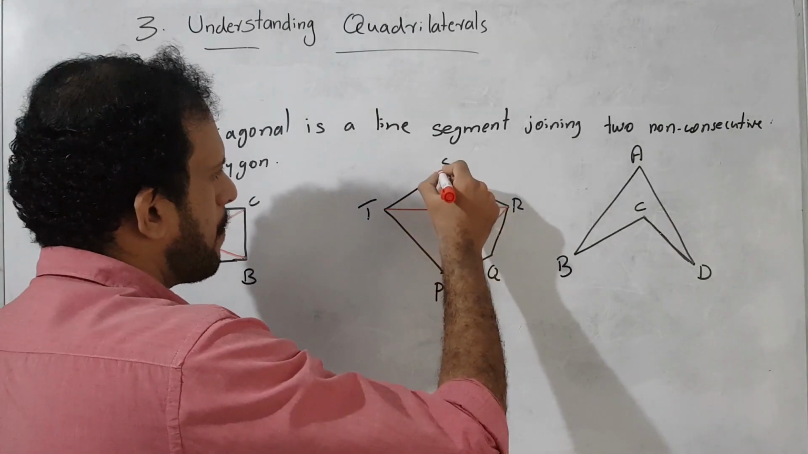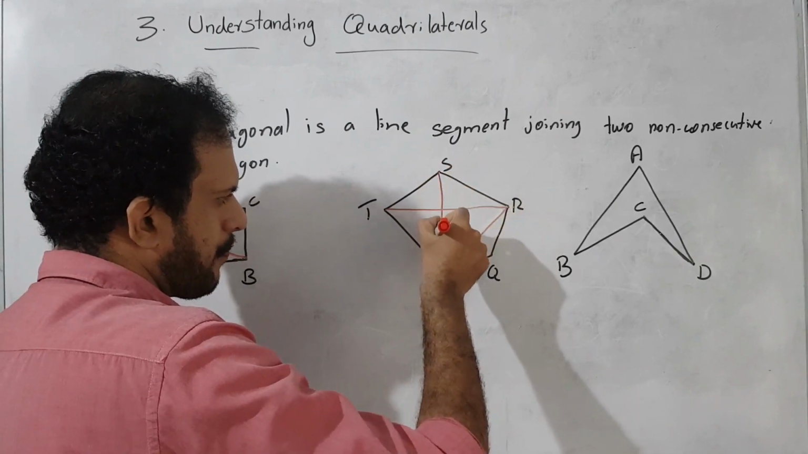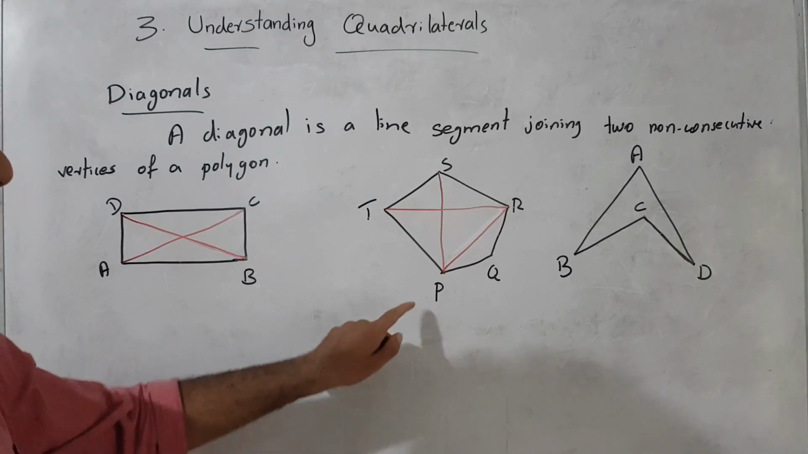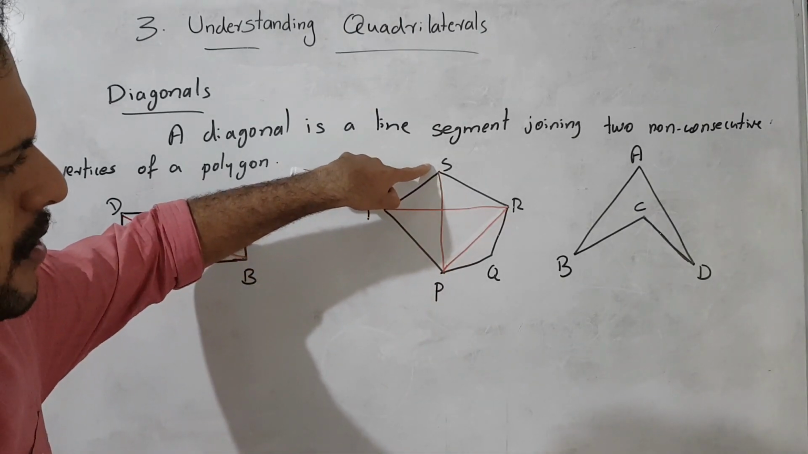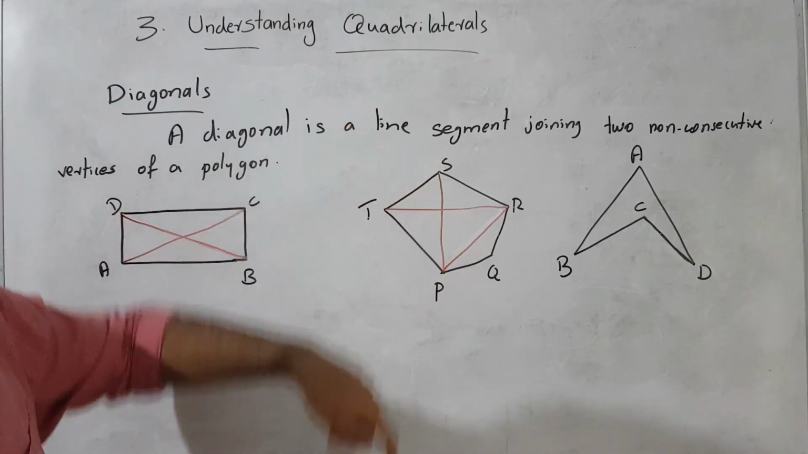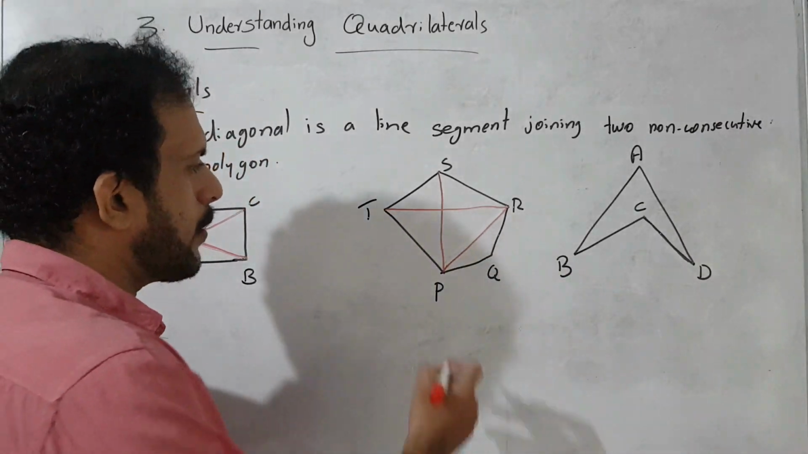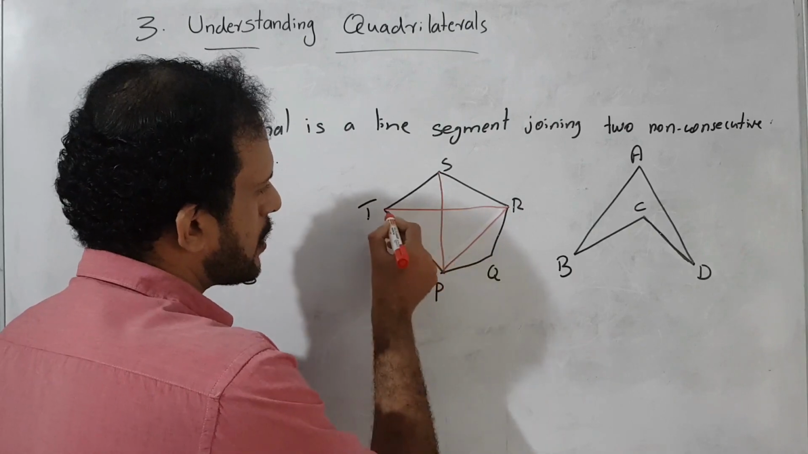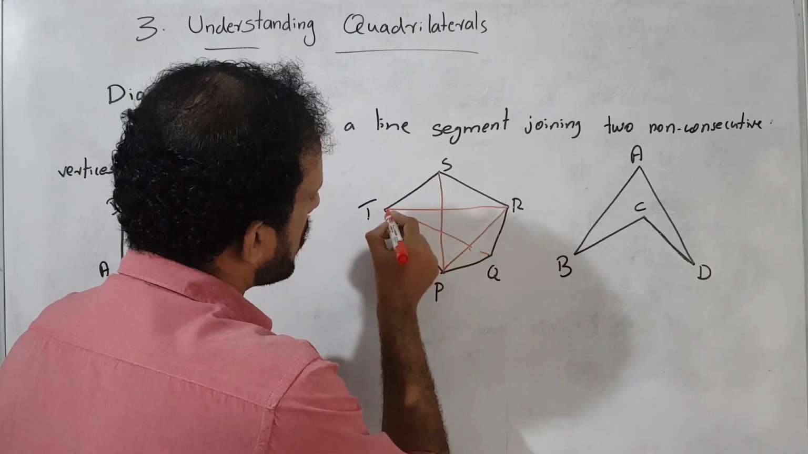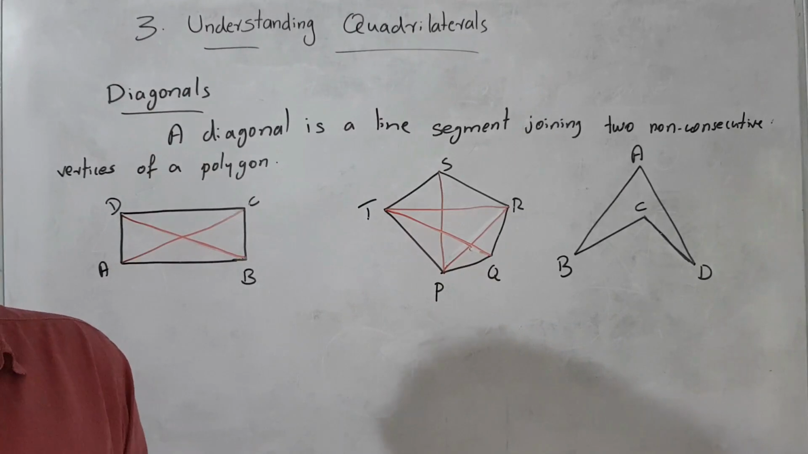Okay, then is TS a diagonal? No. Then SP is a diagonal. Correct? Because P and S are non-consecutive vertices. If we join non-consecutive vertices, then PS is called a diagonal. Is it possible to draw any other diagonal? Yes, one more is possible. What is that? T and Q are non-consecutive vertices. If we join T and Q by a line segment, then TQ is a diagonal.